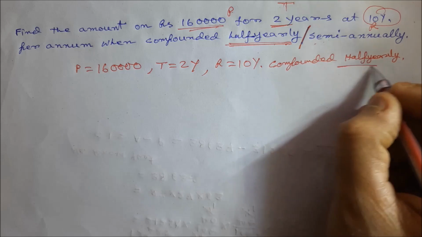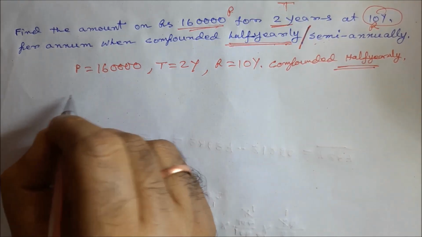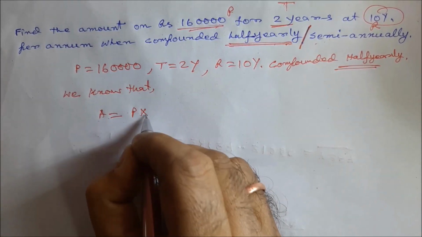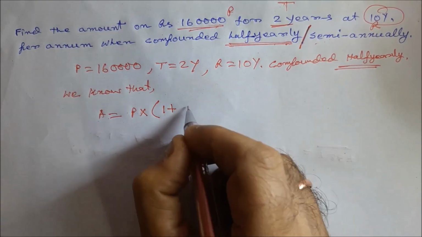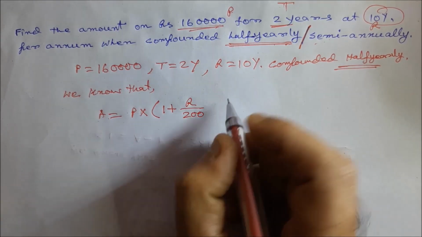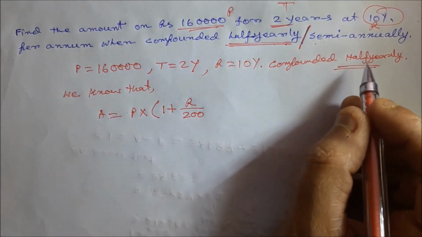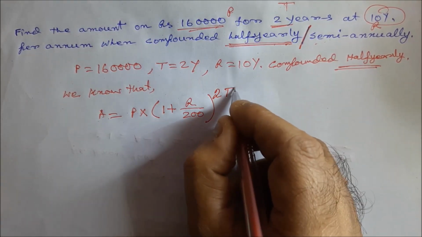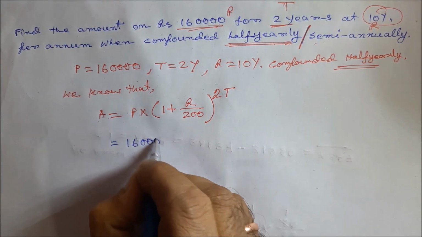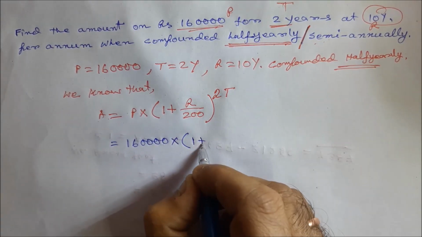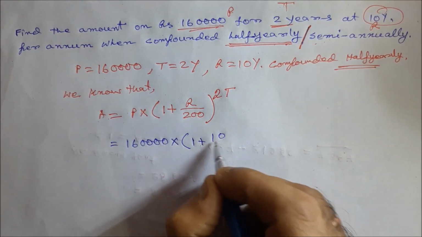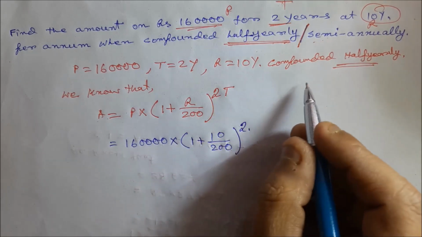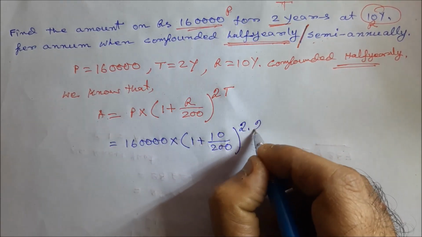Now if the interest is compounded half yearly, then we have to use a separate formula. So let me write it down. We know that amount is equal to P multiplied by (1 + R/200)^2T, because this is half yearly. Okay, yearly 2 times the interest will be calculated, so here also I have to write 2T. So that is 16 4 zeros multiplied by 1 plus, what is the value of R? That is 10 by 200. Then what is the value of the T? T is 2 years. So 2 multiplied by 2.